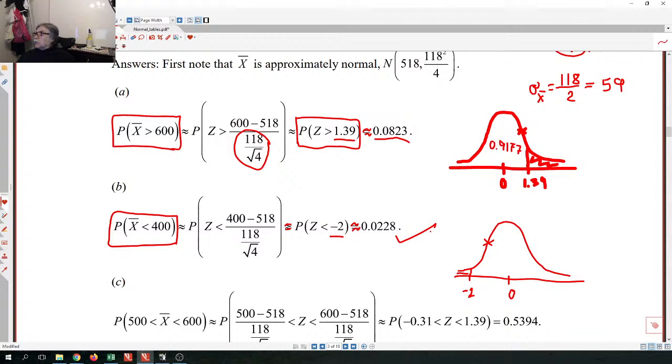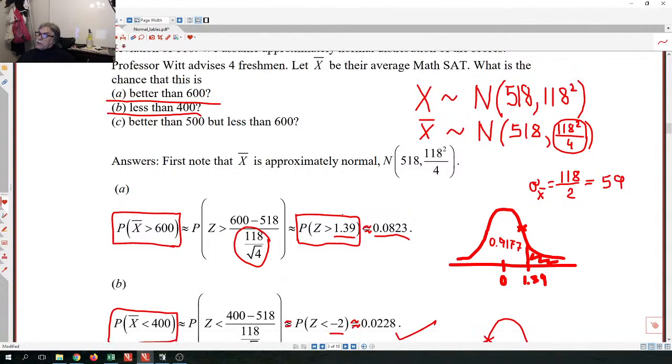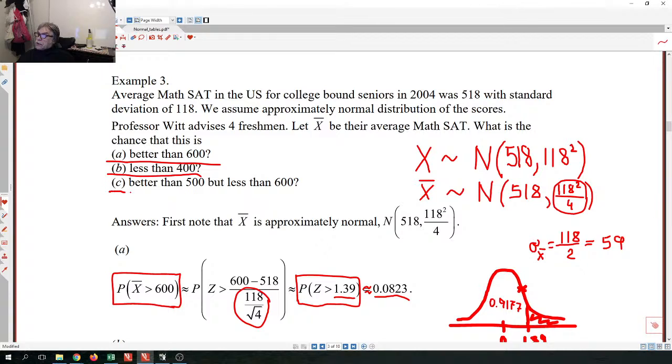All right, looks good. All right, the third question is, what's the chance that this average of those 4 students is above 500 and below 600? It's kind of like what you would expect to happen. So something around 518, but this is on a better side, right? A little more than 518 on the one end, but just a little less on the other end.